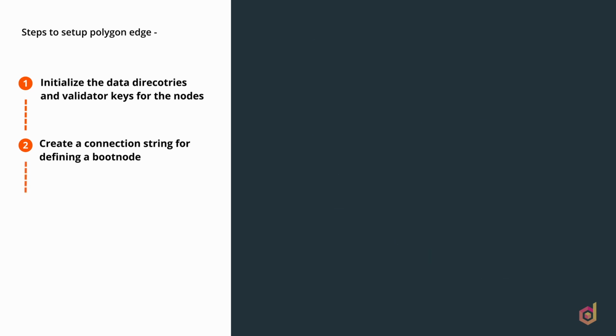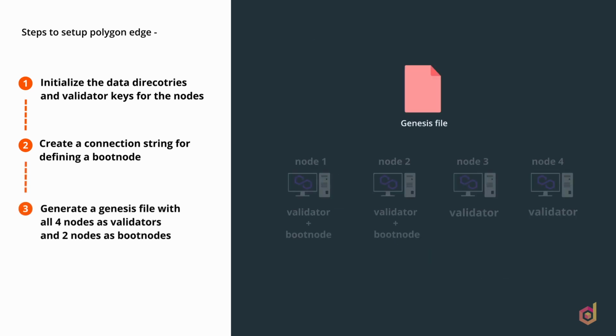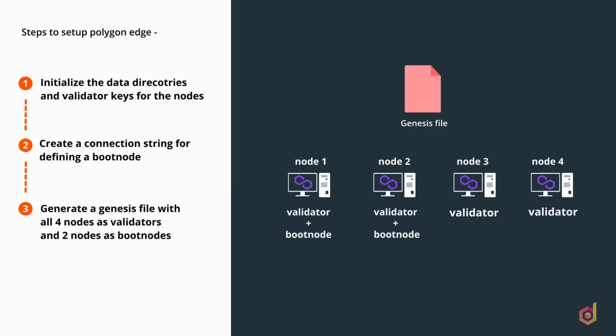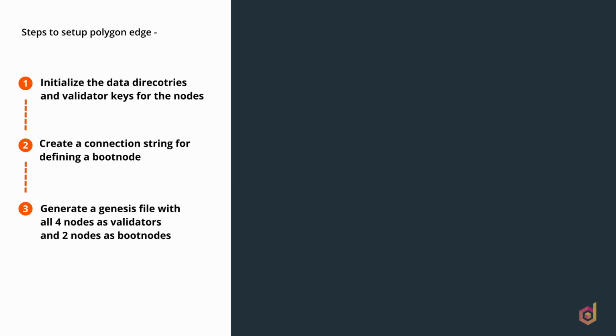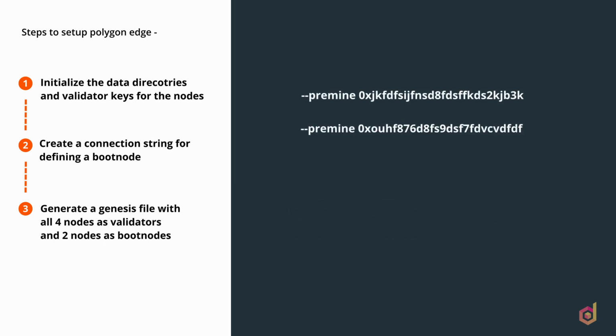Now the third step is to generate a genesis file with all 4 nodes as validators and 2 nodes as boot nodes. While generating the genesis file, you will probably want to set up the blockchain network with some addresses having pre-mined balances. To achieve this, we can use the premine flag per address that you want to be initialized with a certain balance on the blockchain. We will see how to do this when we set up the network.